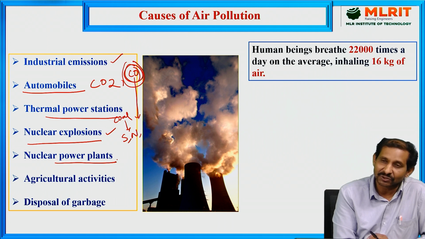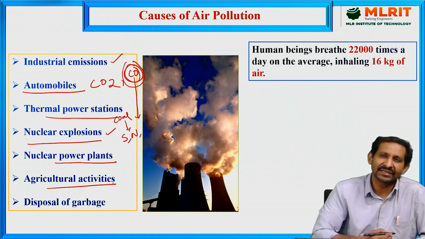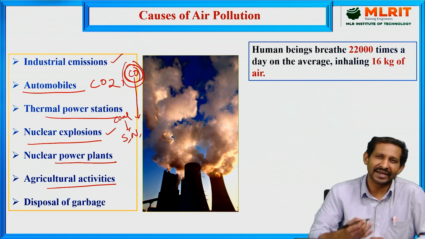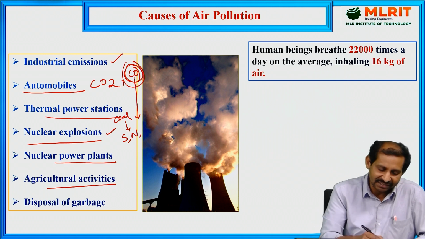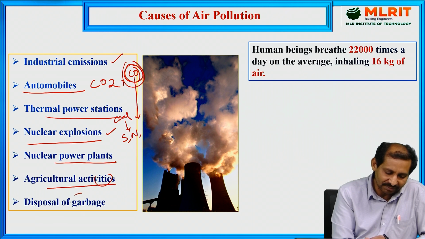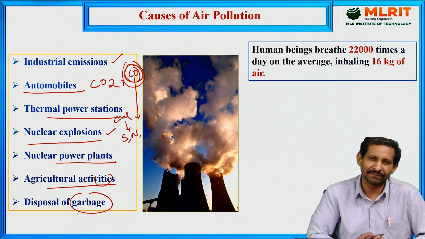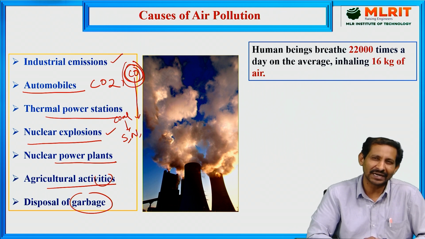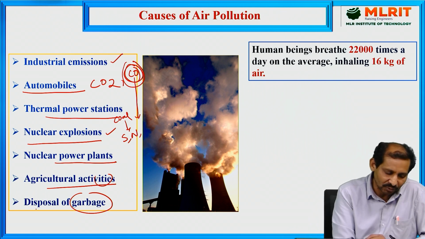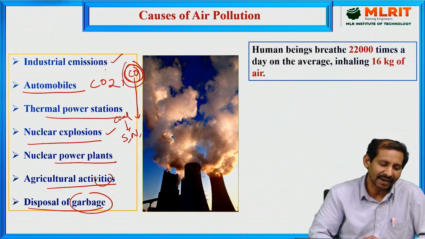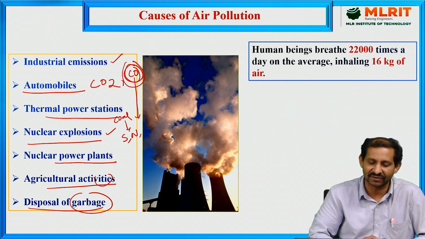Nuclear power plants also. Agriculture activities: after completion of the agriculture activities, the waste is burned. That also causes a lot of air pollution, as chemicals are released. And the disposal of garbage. When garbage is disposed of in one place, a lot of volatile and non-volatile compounds slowly evaporate and accumulate in the atmosphere. These are the major causes, coming from different sources, of air pollution.